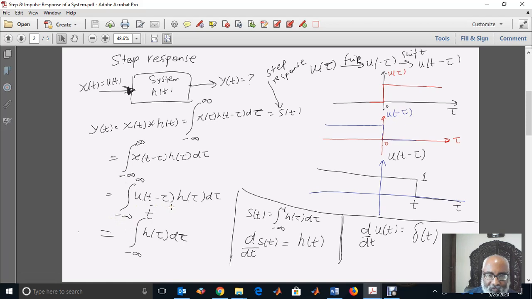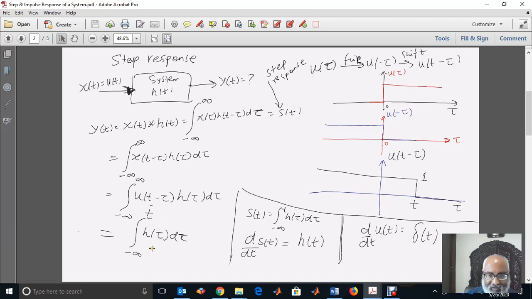Why did we remove it? Because it has no significance anymore. We already got the interval of the integration and the amplitude is 1. So what do we get at the output? At the output we get the integration of the system impulse response from minus infinity to t, h(tau) d tau, which means when I give a unit step input, at the output I get the integration of the impulse response of the system.